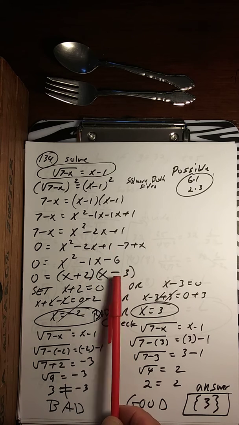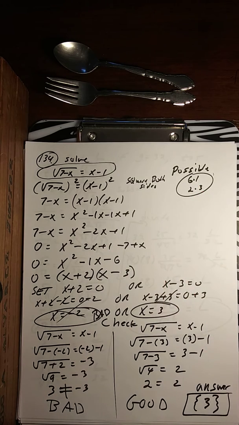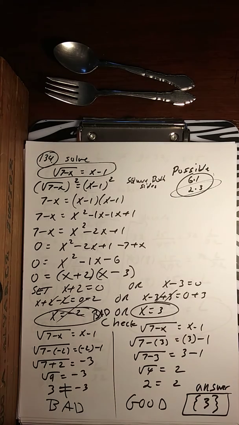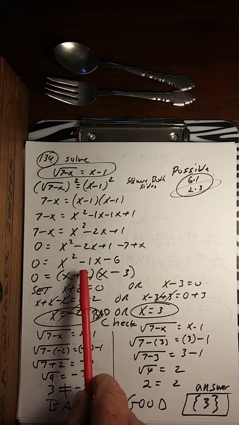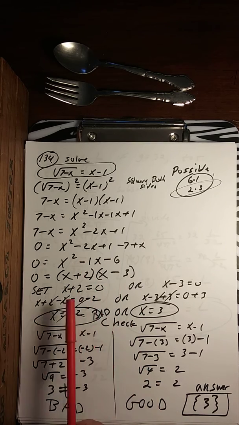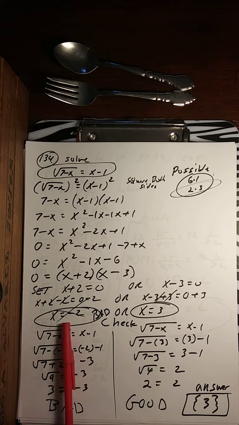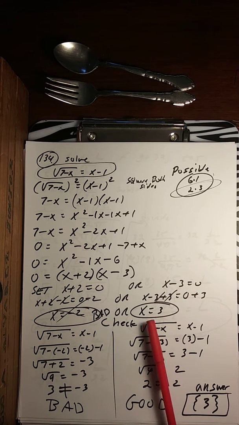2 and 3 are the possible numbers that I'm going to use. There they are, 2 and 3. So we're going to go with those numbers. Is that right? That times that is negative 6, and that minus that, 2 minus 3, is minus 1. Yes. x plus 2 equals 0, minus 2 minus 2, so x is negative 2. x minus 3 plus 3 plus 3, x equals 3.